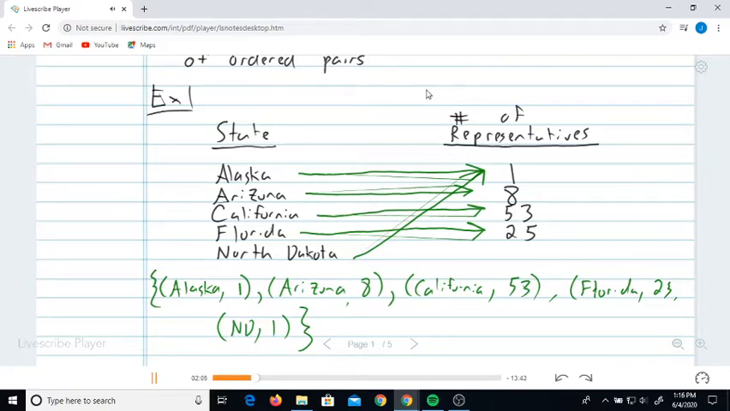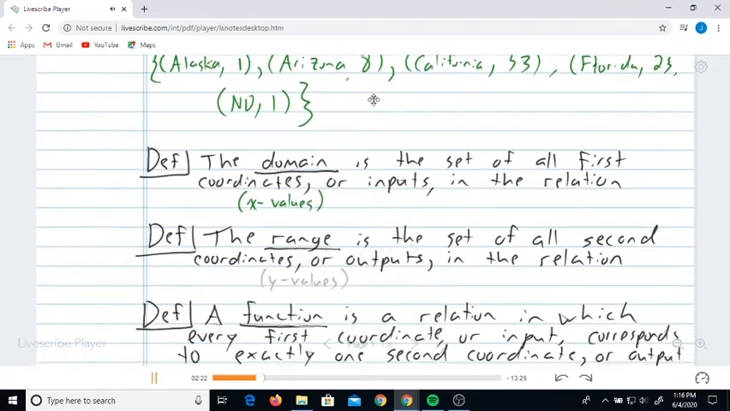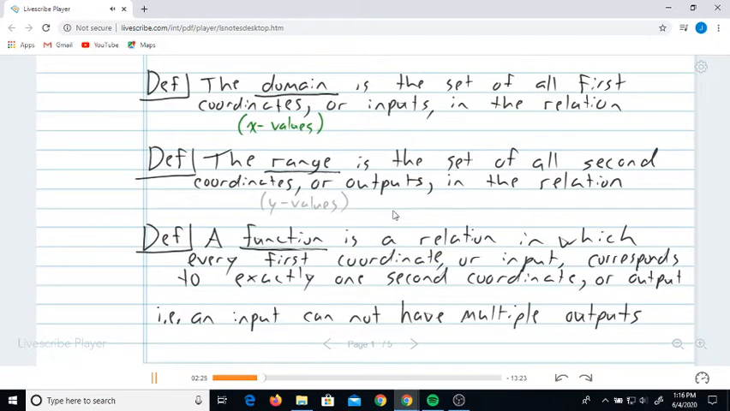Now, the domain is the set of all first coordinates or inputs in the relation. So in that previous example, the domain would be the states Alaska, Arizona, California, Florida, North Dakota. So you can kind of think of the domain as your x values, because we associate the first coordinate in an ordered pair as the x coordinate. The range is the set of all second coordinates. So in that previous example, the range is all the numbers of representatives, 1, 8, 53, 25. You can view the range as the set of all y values.